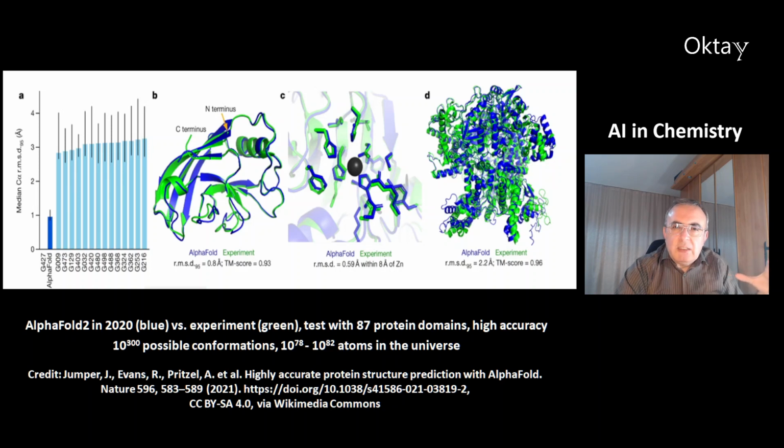For a big 3D molecule, there are conformations, 3D structures, and that can reach a number of 10 to the 300. For comparison, the number of the atoms in the universe is between 10 to the 78 to 10 to the 82.